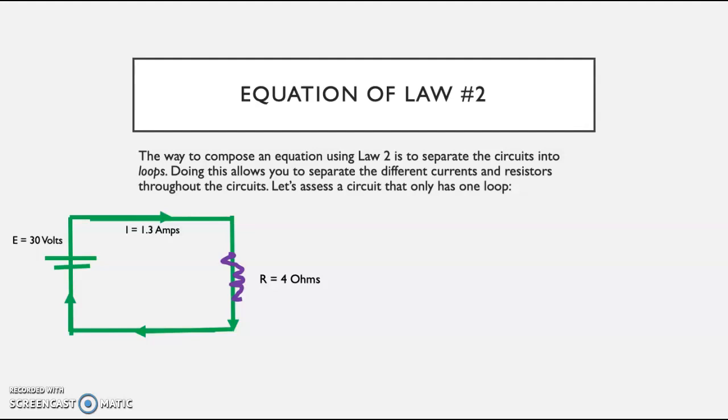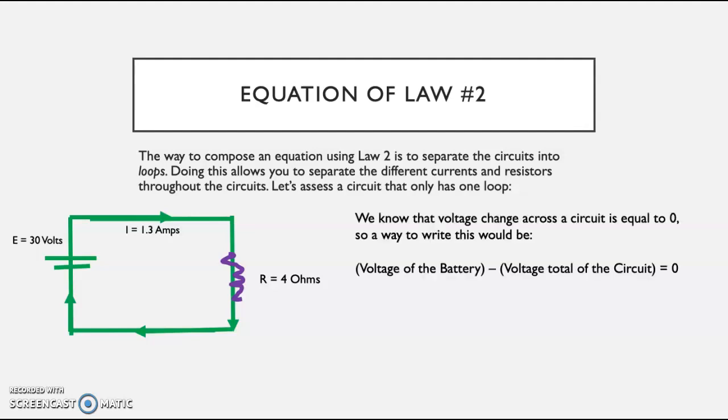The way to compose an equation using Law 2 is to separate the circuits into loops. Doing this allows you to separate the different currents and resistors throughout the circuits. Now let's assess a circuit that only has one loop. We know that voltage change across the circuit is equal to 0, so a way to write this would be the voltage of the battery minus the total voltage of the circuit is equal to 0. Further, because we know that resistance times current is equal to voltage, we can substitute this in for the voltage of the circuit. So E minus I times R is equal to 0. And when we plug this in, we see that it equals 0.